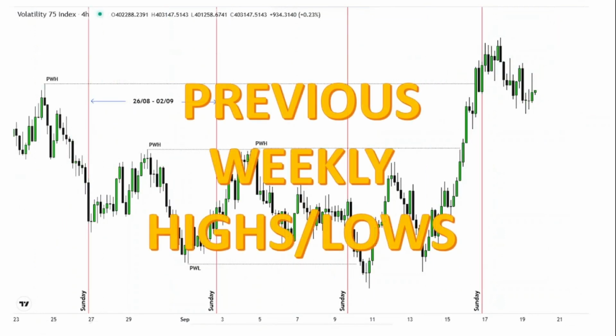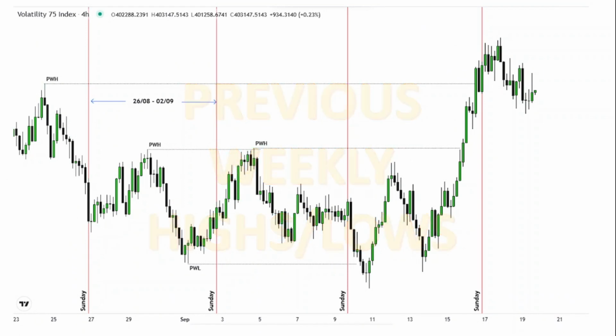Then we have previous weekly highs and previous weekly lows. Right here, I've noted the weeks from Sunday to Sunday, the seven day intervals, and so each high and low will be the previous weekly high and low. On this particular week, we created a high and low. On the next week, we targeted the previous weekly high. There's potent buy side liquidity resting above that, and sell side liquidity resting below this previous weekly low. Then on the next week, you target that previous weekly low, you take out sell side liquidity, you go in the opposite direction, and target the buy side liquidity here and here.